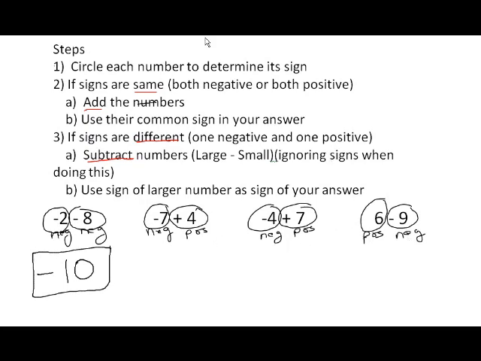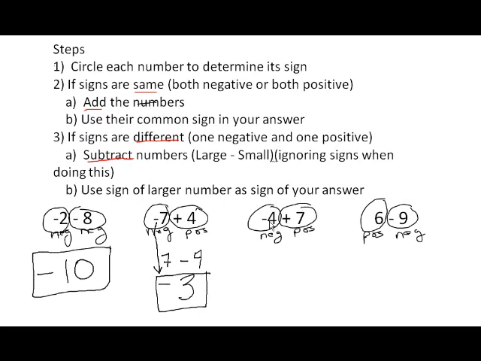These are all different. If the signs are different, you're automatically going to subtract. It's always going to be the largest minus the smallest. 7 minus 4. Automatically, don't look at the signs. We're just going to do 7, the largest that we see up there. It says, ignore the signs when you're doing this. 7 minus 4 is 3. Then use the sign of the larger number as the sign of your answer. The larger number is 7. Its sign is negative. So my answer is going to be negative.